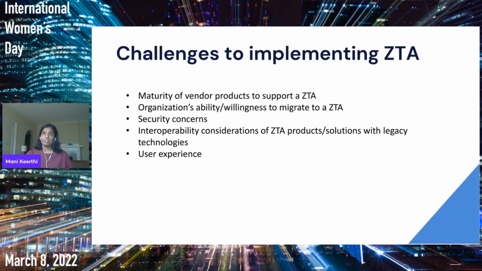You also have security concerns. There's nothing like 100% secure. So there are security concerns such as compromise of the zero trust control plane itself. That becomes a single point of failure. And ability to recognize attacks and detect malicious insiders. Again, that kind of risk is always there. And interoperability considerations for zero trust architecture products or solutions with legacy technologies. For example, standard versus proprietary interfaces, ability to interact with enterprise and cloud services, and user experience.